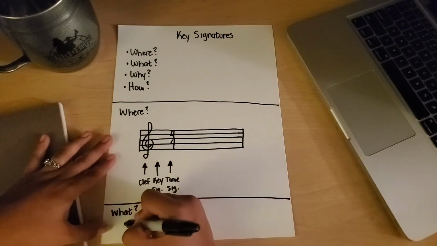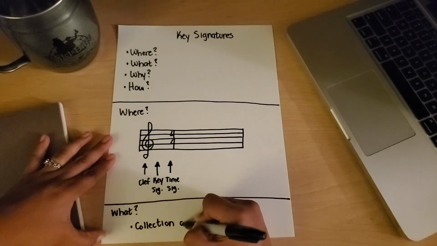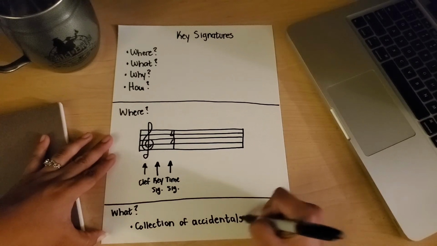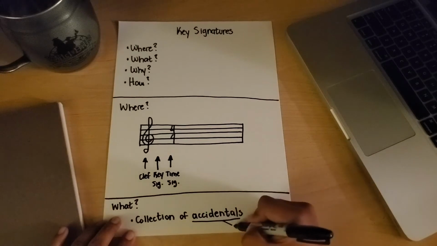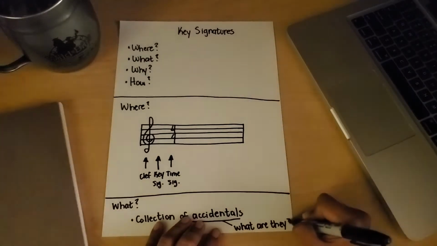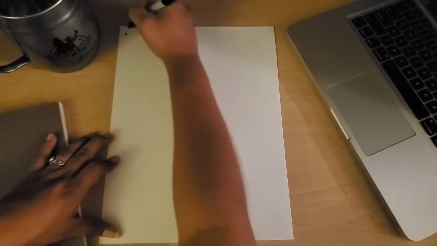So now that we know where our key signature is located, our next question is, what are key signatures? So key signatures are actually a collection of accidentals that we would find on a scale or a key that is used in the music that you are reading or in the music that you are composing. But now you may be asking yourself, what in the world are accidentals? All right, so we actually cannot talk about key signatures without discussing accidentals. Accidentals are very important to know in key signatures.